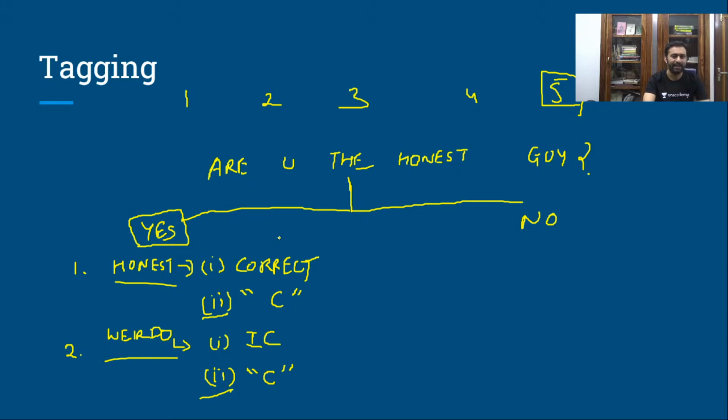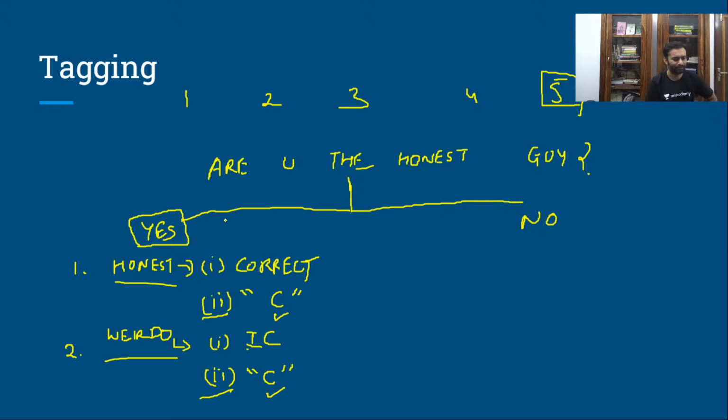Now let's say when I asked, "Are you the honest guy?" I got a yes, but the person who responded was not an honest guy, was a weirdo. I asked him, "Are you the honest guy?" He said yes. His first response was incorrect. What will be his second response? Correct. So in both the cases, if I get a yes as a first response, I know whatever I ask now, I'll get the correct answer.